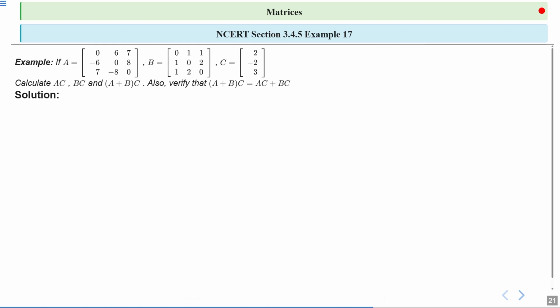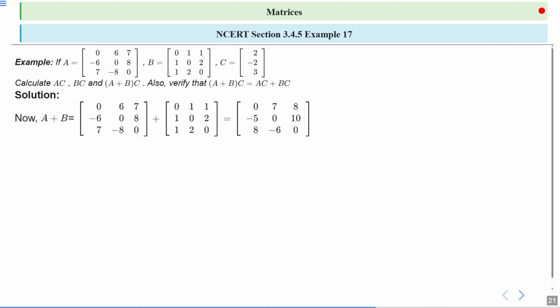Clear? Now A plus B will be [6, 7, 0; 6, 7, -6; 0, 8, 7, -8, 0] plus [0, 1, 1; 1, 0, 2; 1, 2, 0]. After adding these, it will be equal to [0, 7, 8; -5, 0, 10; 8, -6, 0]. So (A plus B) into C will be equal to [0, 7, 8; -5, 0, 10; 8, -6, 0] into [2; -2; 3].